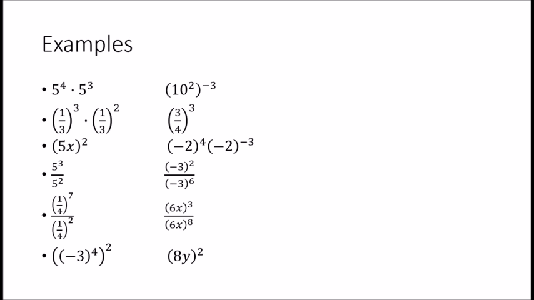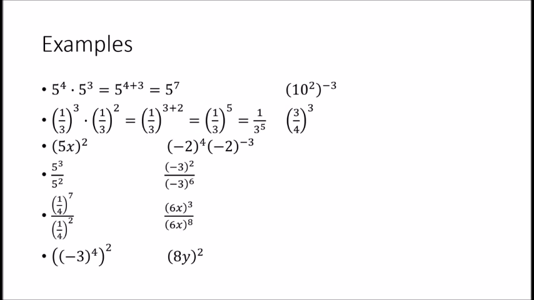So now to do a few examples. In the first case here, we have the same base value, 5, multiplied: 5 to the 4th times 5 to the 3rd. So we can take 5 raised to the sum of those two exponents. In the next case, it's sort of the same thing. We have the same base value, 1/3 to the 3rd times 1/3 squared. We take that 1/3, raise it to the sum, 3 plus 2.